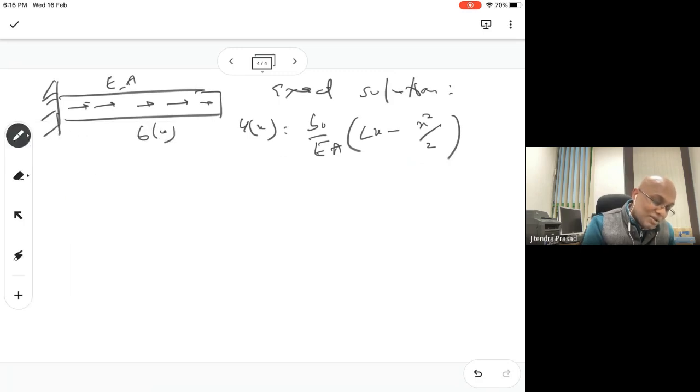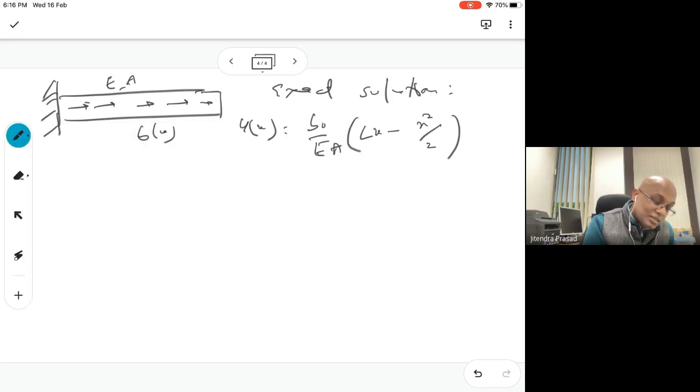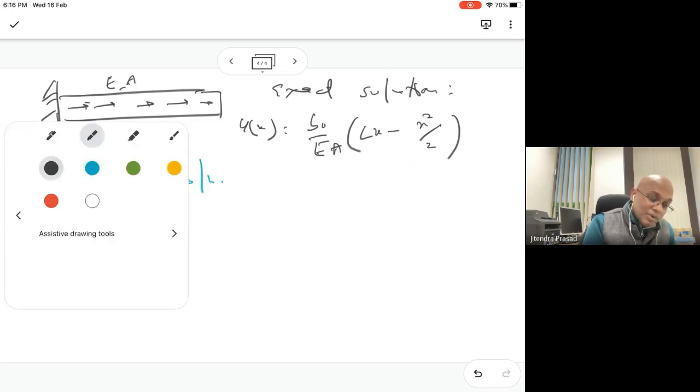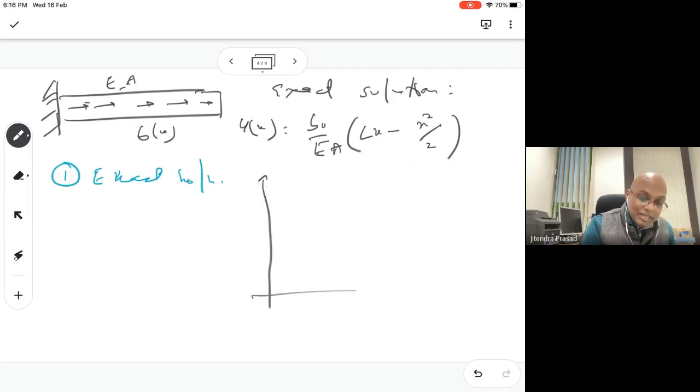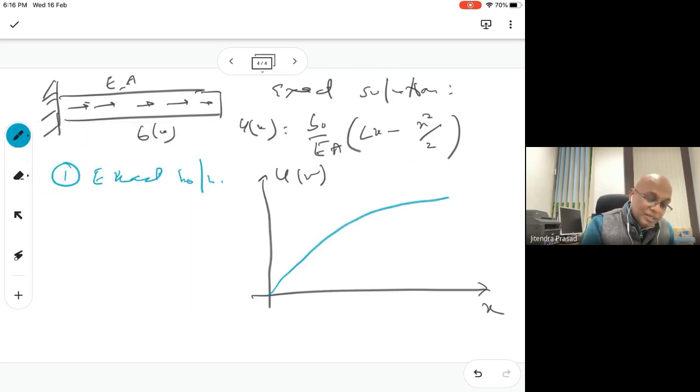Okay. So we had three scenarios. The first scenario was the exact solution. Okay, so let me plot it so far, how it looks. You have x, you have ux, and the exact solution goes something like this. Okay, so this is the exact solution. This is number one.